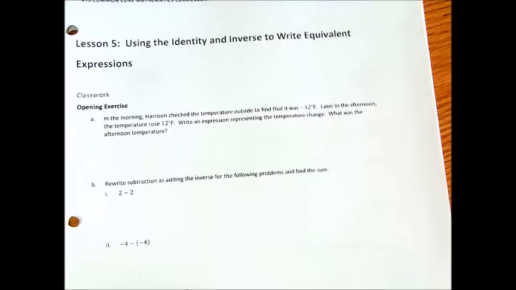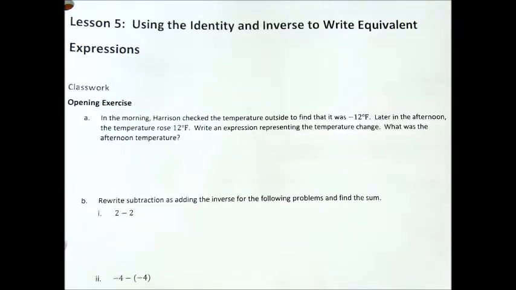Let's get started with our opening exercise. Part A says, in the morning, Harrison checked the temperature outside to find that it was negative 12 degrees Fahrenheit. Later in the afternoon, the temperature rose to 12 degrees Fahrenheit. Write an expression representing the temperature change. What was the afternoon temperature?